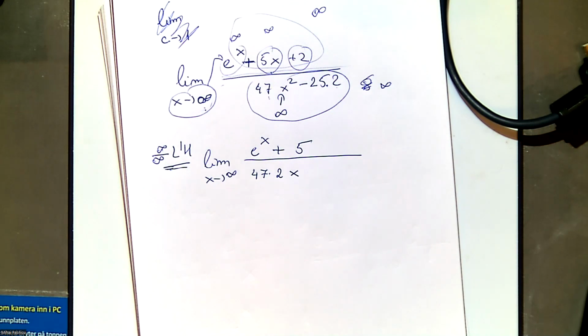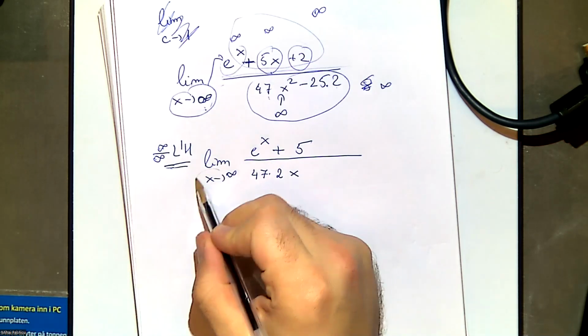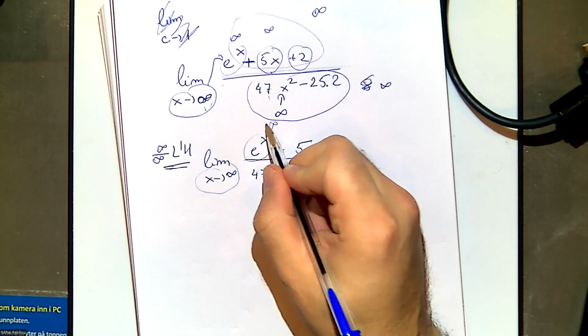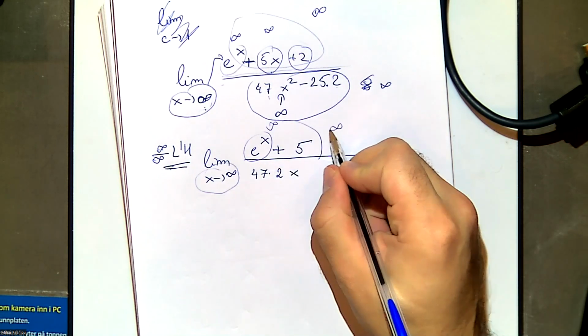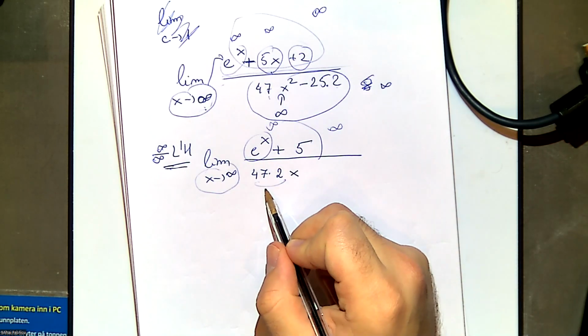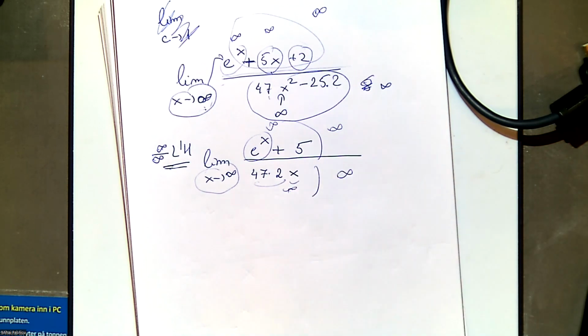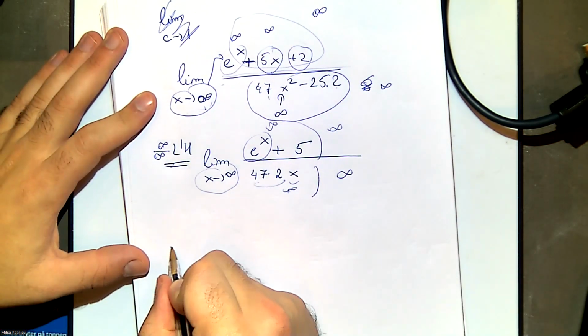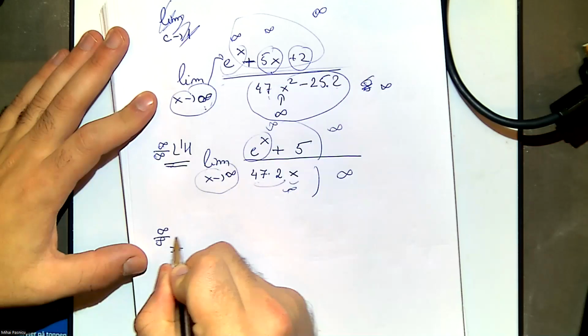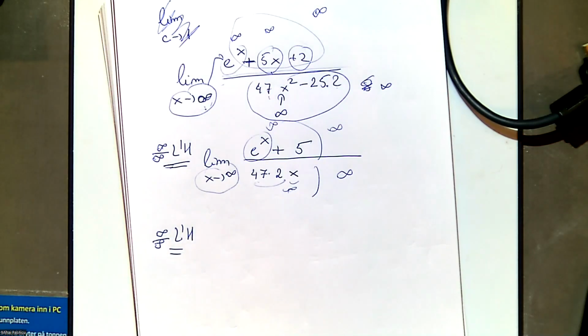Now, what do we do with this? Again, evaluate. X goes to infinity, this goes to infinity, infinity plus 5, that's infinity. 47 times 2, I don't care. X goes to infinity, it's infinity. Okay, so I have, again, infinity over infinity. What do? We just apply L'Hopital again. So this is infinity over infinity. I'm just going to apply L'Hopital.